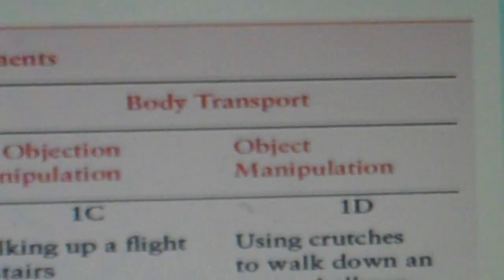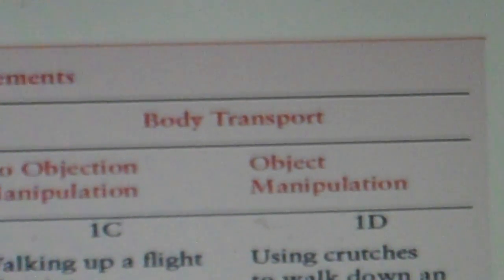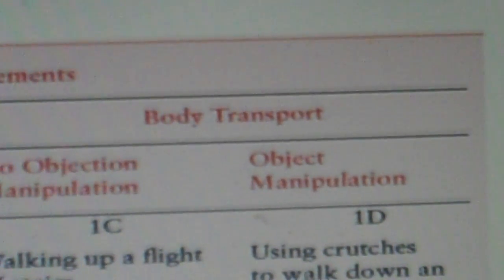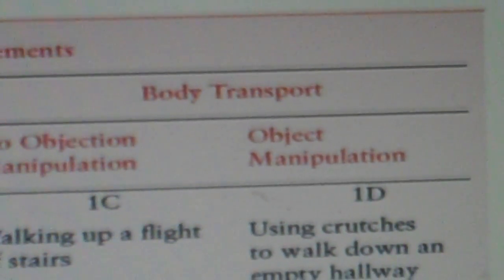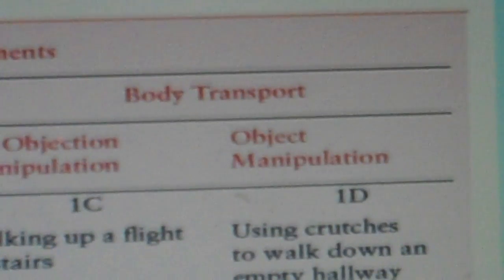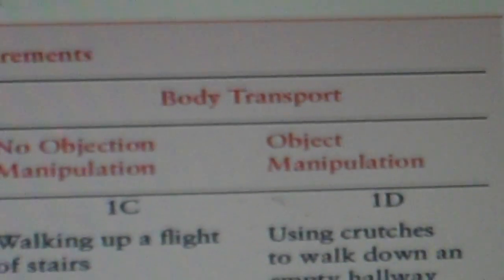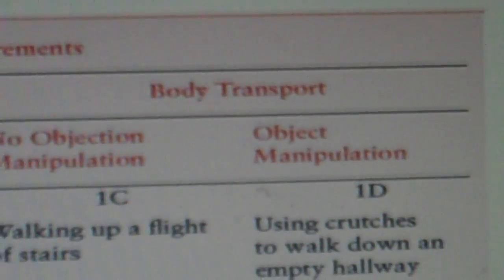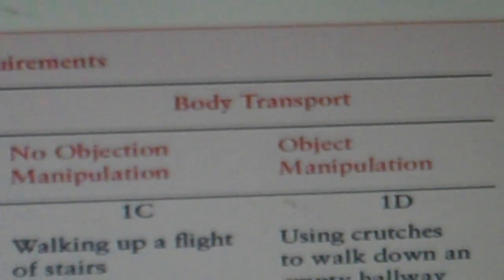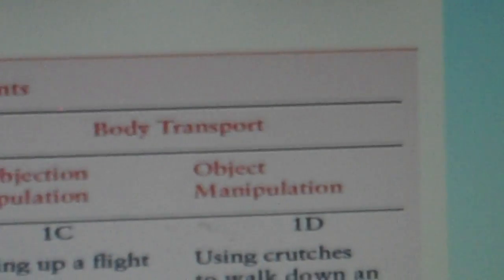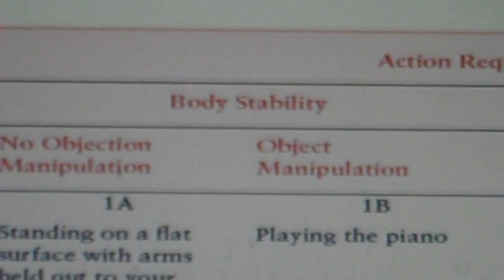Quick note of clarification, if I am in a car or other vehicle, even though my body is actually moving with the car, I'm not actually moving my body. So being in a car or other vehicle would be body stability. Body transport simply means I am actually moving my body from point A to point B. So one of the first things we might look at is body transport or body stability.